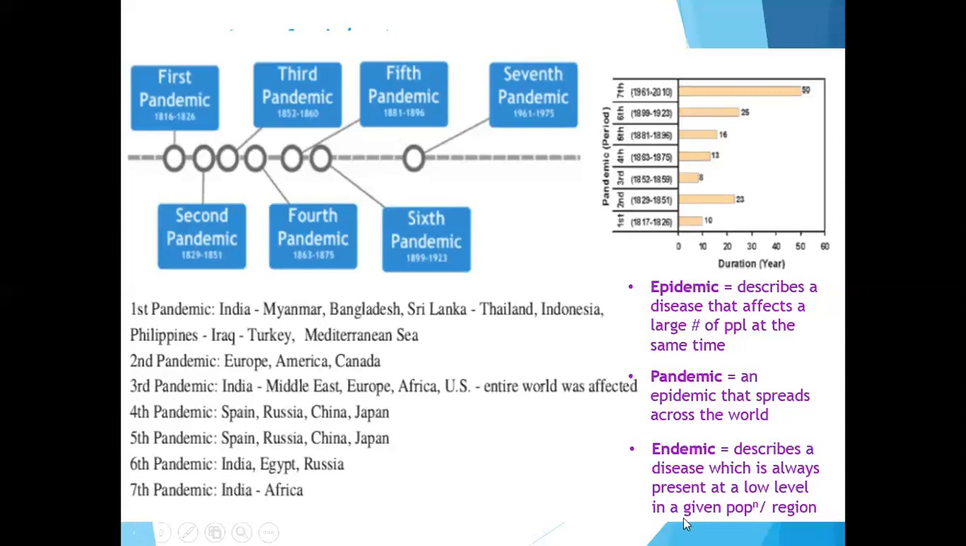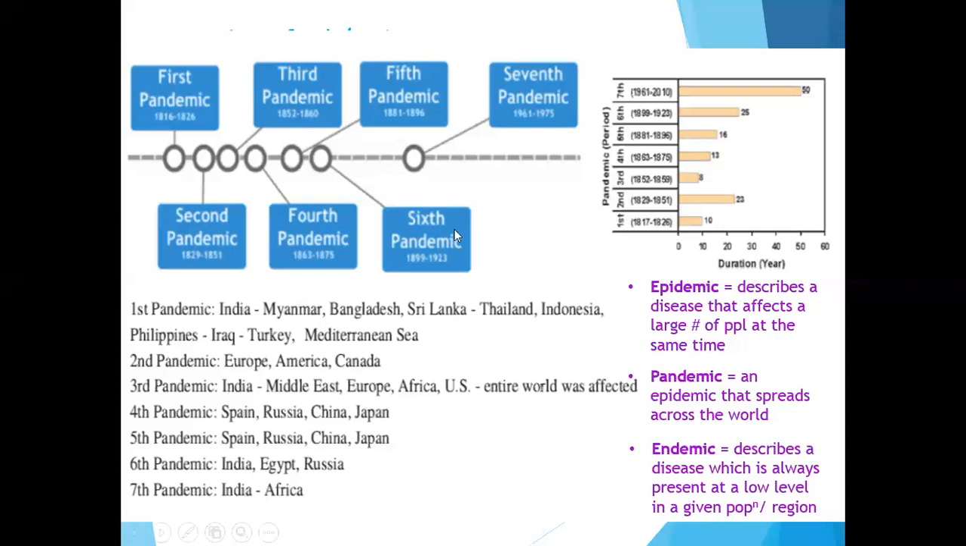Okay. Then what about endemic? "End" means inside, isn't it? Endemic describes a disease which is always present at a low level in a given population or region. All right. In a region, let's say in Malaysia, dengue. So dengue will always be present in certain areas in small numbers, right?